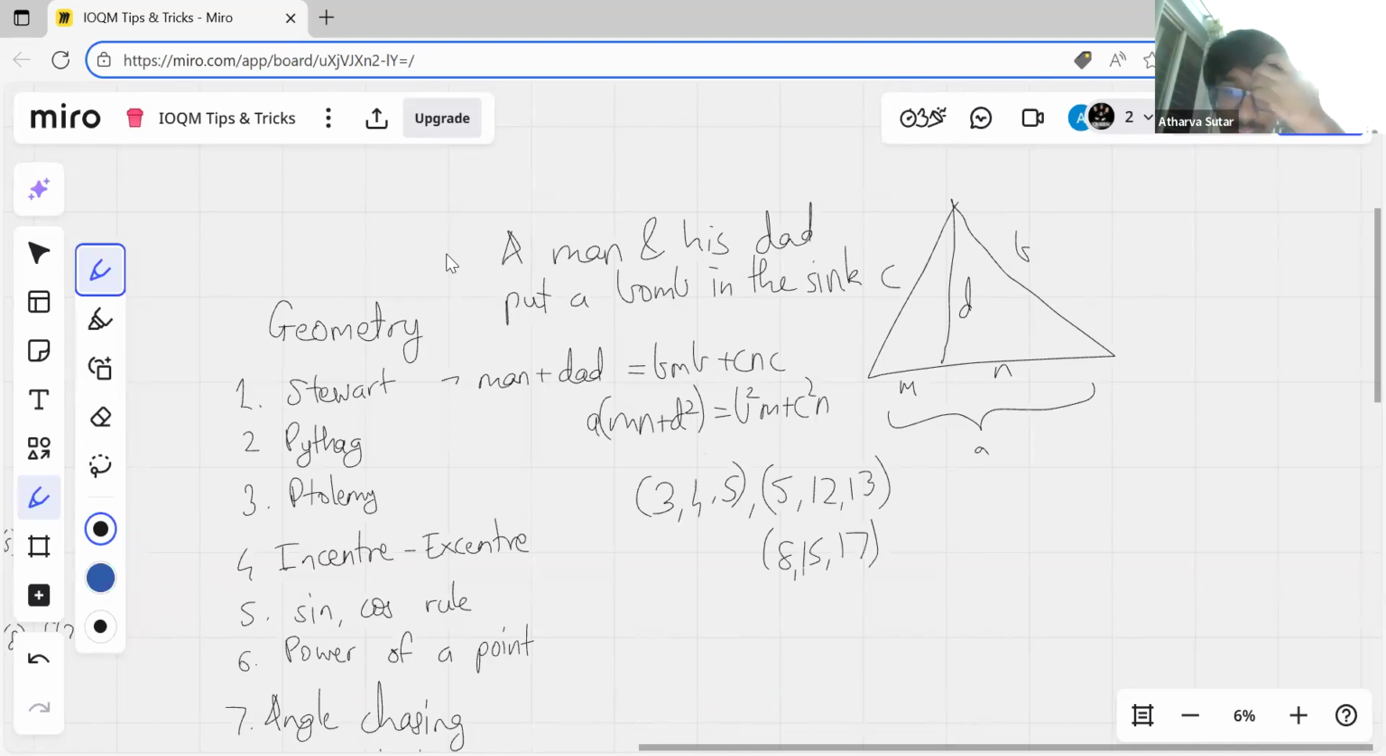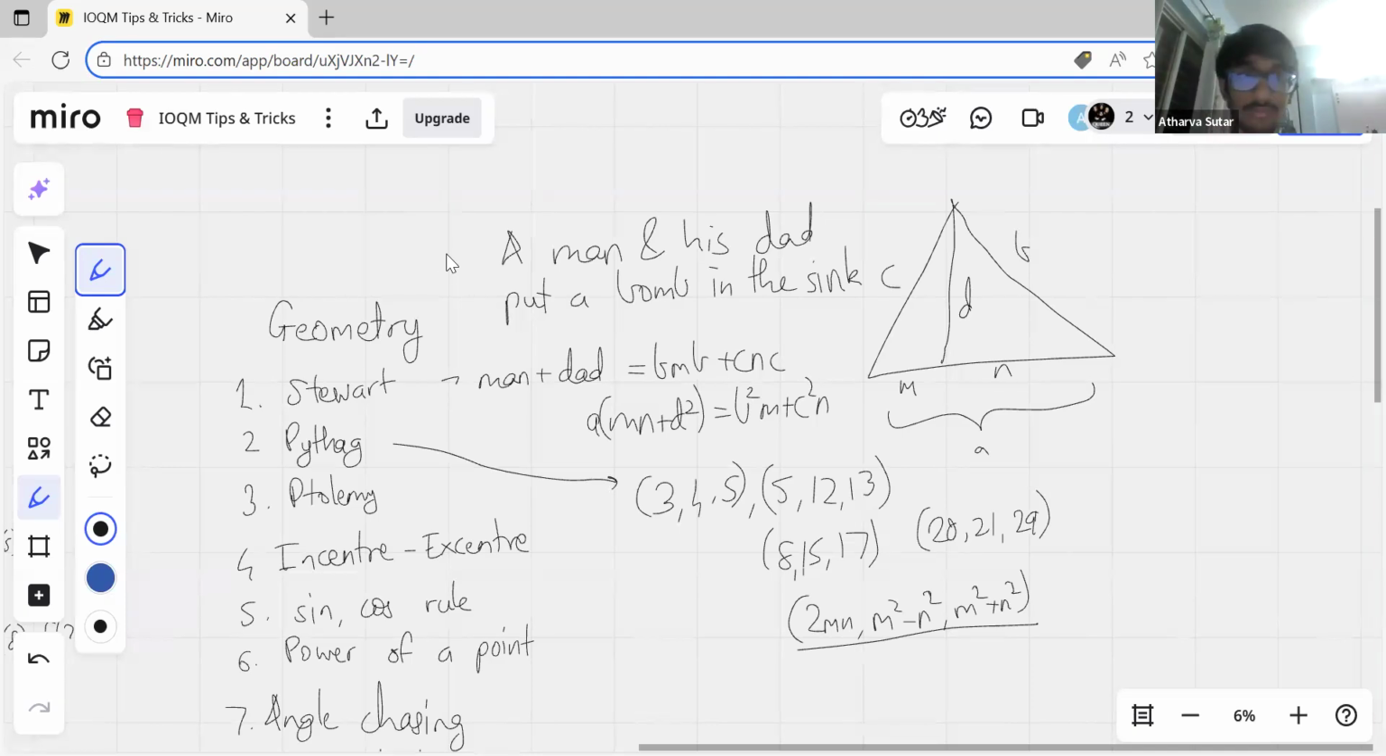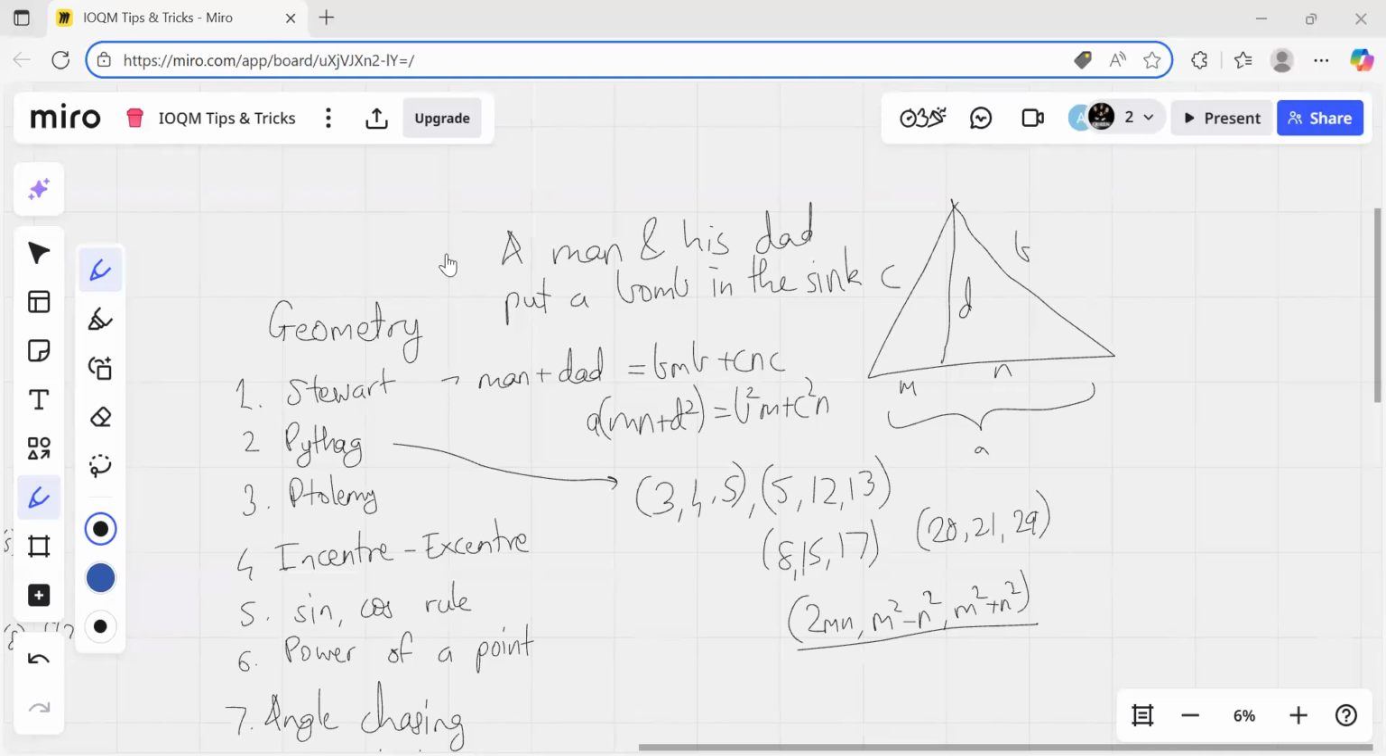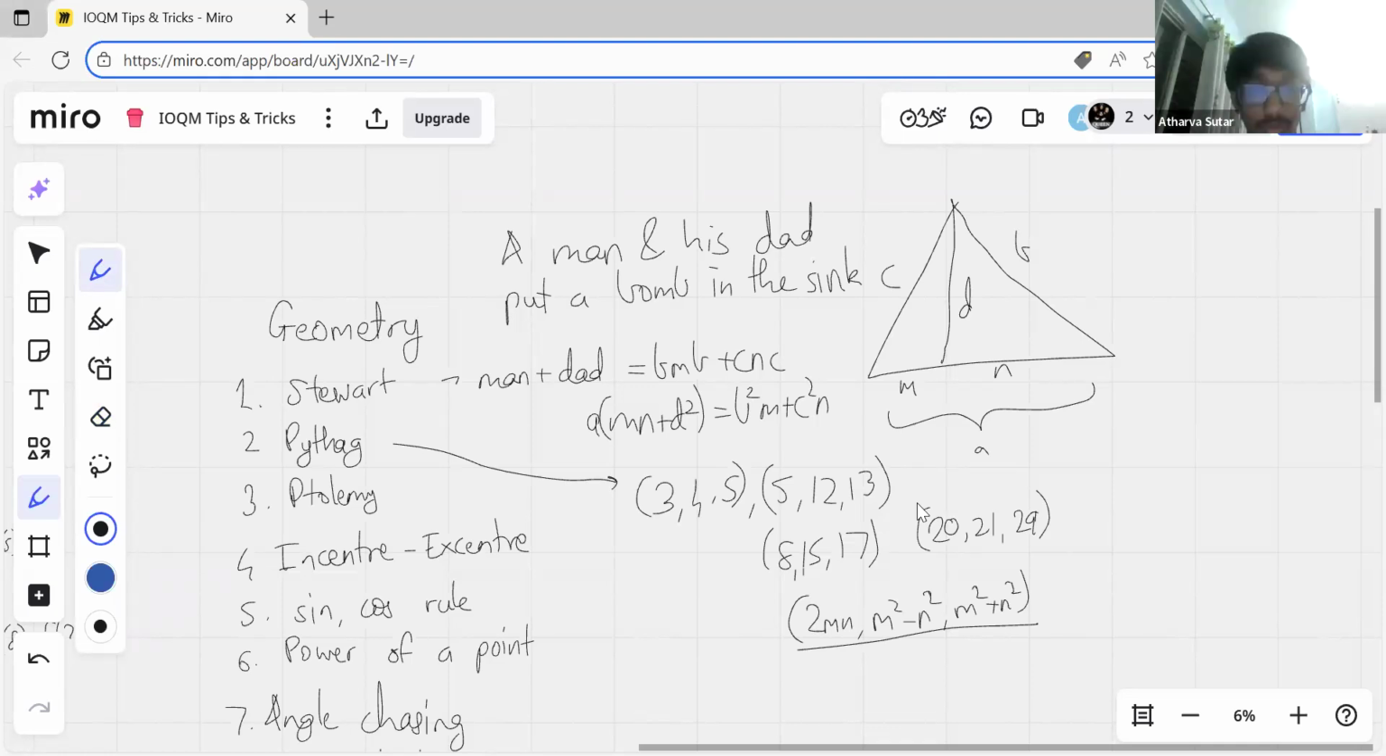The general form of Pythagorean triplets is 2mn, m squared minus n squared, and m squared plus n squared. This is the general form. So if you get numbers of this form, you can assume that there's a right angle. And a triplet which is very important and very weird is this one. So you should remember this kind of stuff. That's a 20.